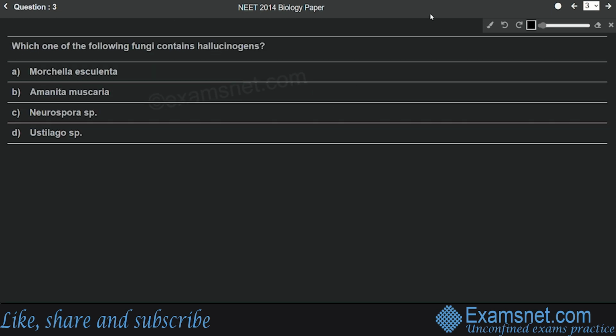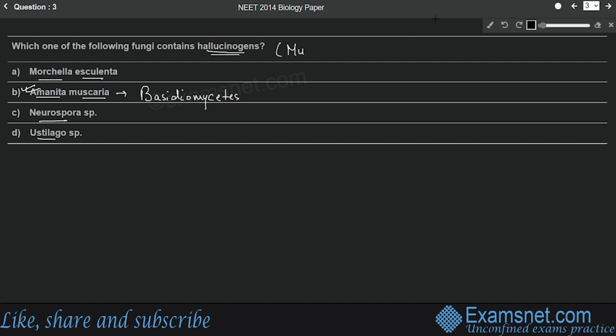Question number 3 is from the chapter Biological Classification again, and the question is, which one of the following fungi contains hallucinogens? Options are Morchella esculenta, Amanita muscaria, Neurospora and Ustilago. So the correct answer is option B, that is Amanita muscaria. It is a fungus that belongs to the class Basidiomycetes. Now the chemical that is responsible for the hallucinogenic property is known as muscimol.